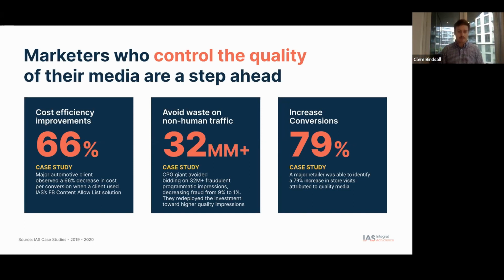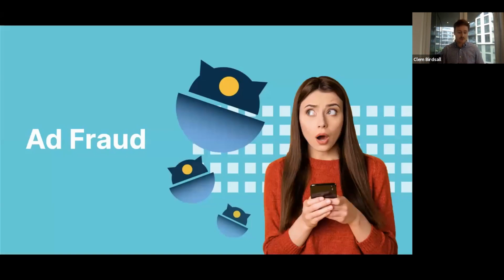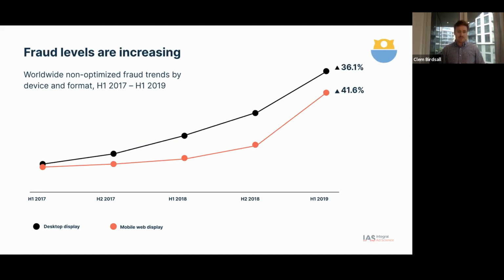And I guess deep diving into the pillars, let's first look at ad fraud. Ad fraud levels have been increasing year on year for as long as we've been measuring it. These numbers here are for non-optimized IVT, so non-optimized being no methods in place to mitigate the effects of fraud. So nothing's been done to avoid fraud. This is pure open market for desktop display and mobile web display that we've had our tracking on, and we've seen levels of fraud increasing more and more.